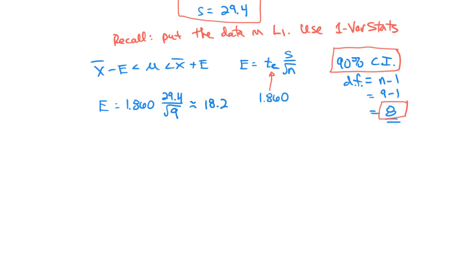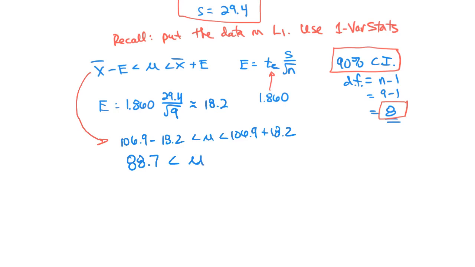So then we can build this thing. We can use this formula here. So x bar is 106.9 minus 18.2 is less than mu, which is less than 106.9 plus 18.2. And that gives us 88.7 and 125.1. Remember, this is the Greek symbol mu, for the population mean.